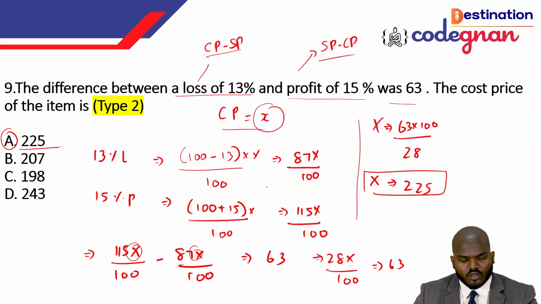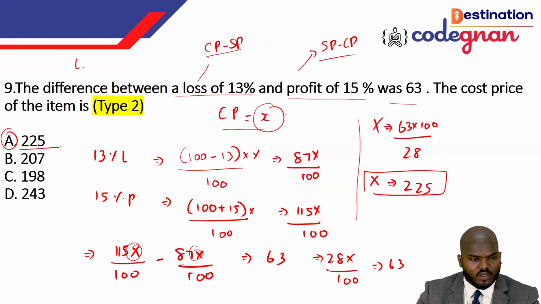So you just want to check which formula will apply here. The 13% loss is a loss percentage formula. Loss percentage formula is equal to what, guys? Anyone know? It is loss by cost price. Loss is equal to cost price minus selling price. Cost price we can call as 100. 100 minus 13, so 13 is the loss here.